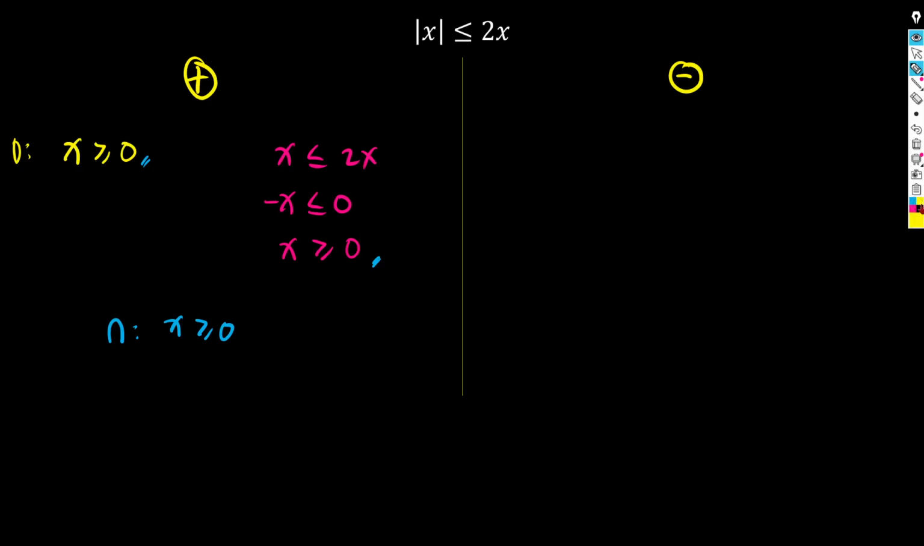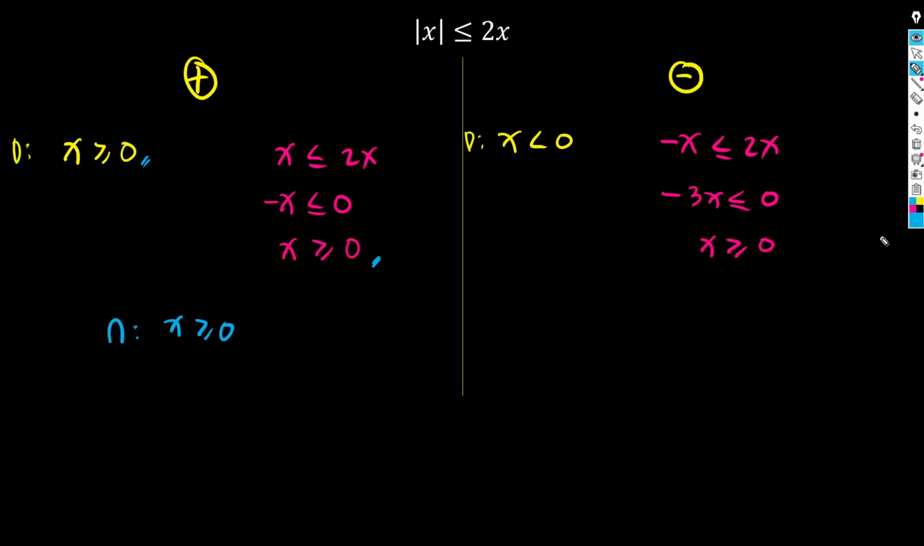Okay? Now, for the negative version, if the expression is less than 0, that's the domain already. The negative version would be, let's use the pink ink here, negative x is less than or equal to 2x. Again, let's isolate x. I add negative 2x to both sides. I get negative 3x is less than or equal to 0. I multiply both sides by negative 1/3, so I get x is greater than or equal to 0.